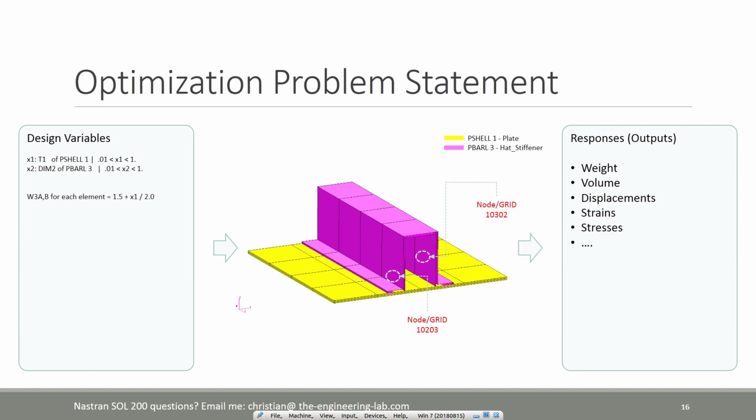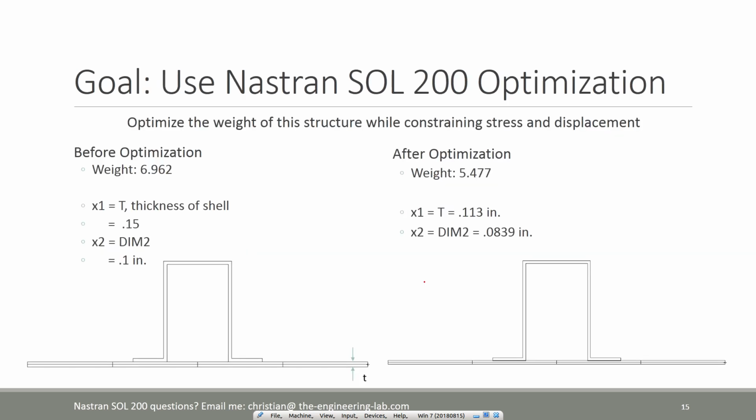Here you can see that we have a plate, and then we have it stiffened with an actual one-dimensional element. Its beam cross-section looks like what you see here in purple. Now, what do we want to do? We want to vary the thickness of the plate. So here we'll call this T1. And we also want to vary the thickness of this beam stiffener. So we'll call this T2.